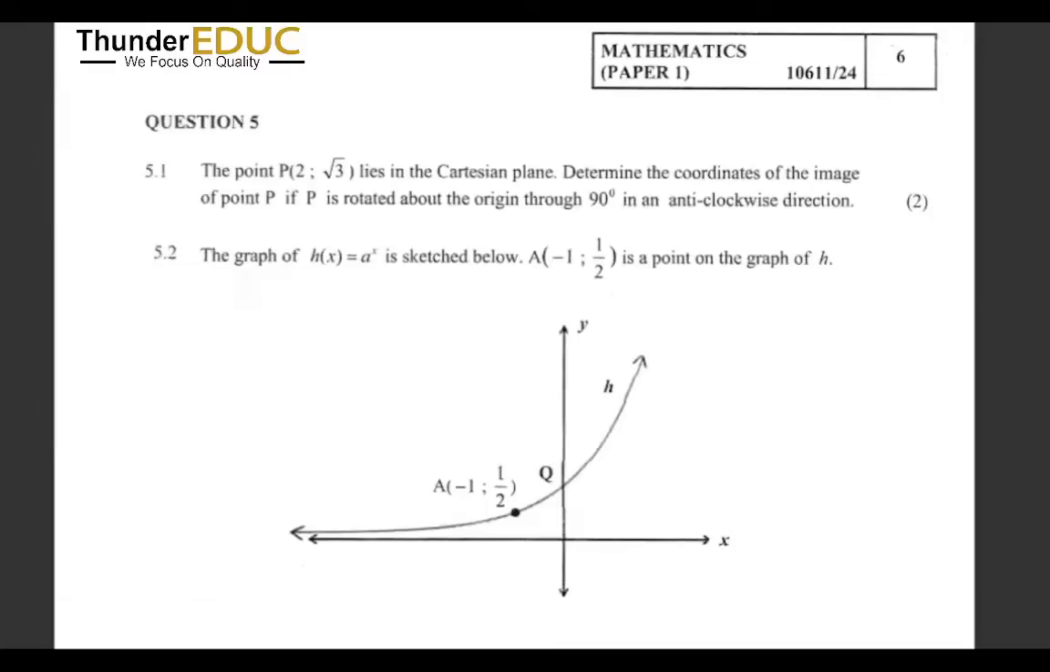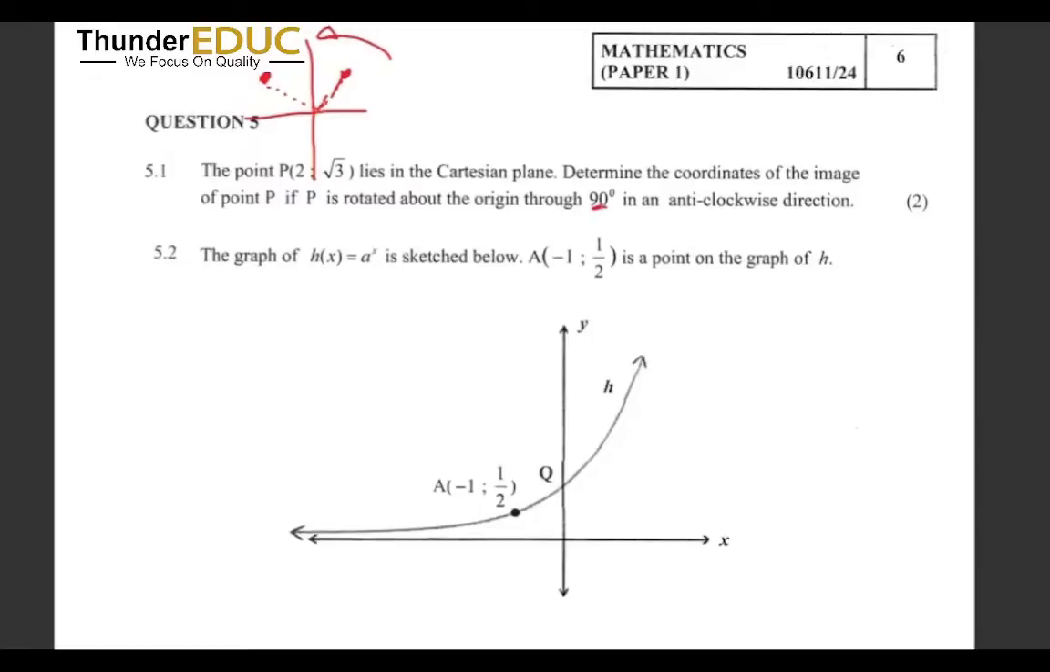Then question number 5. They're telling us that we have a point P in the Cartesian plane, and they want us to get the image point if this point is rotated about the origin 90 degrees clockwise. So 2 root 3, let's assume it's somewhere there in the first quadrant. And then they want us to rotate it 90 degrees clockwise, which means we're moving in that direction, so it's going to be somewhere there.